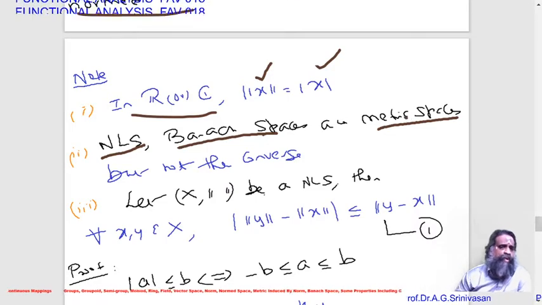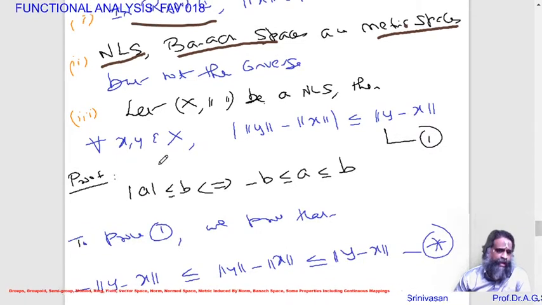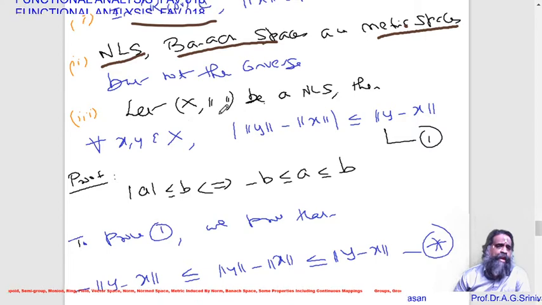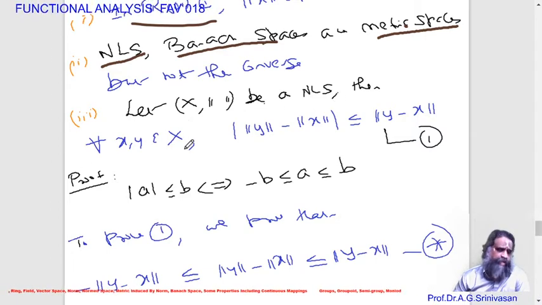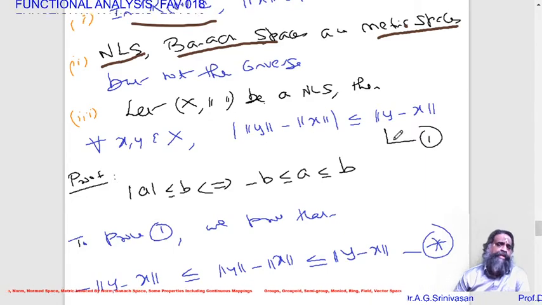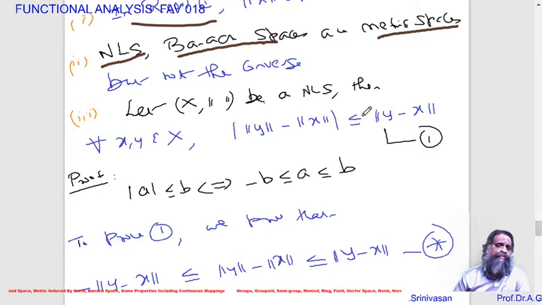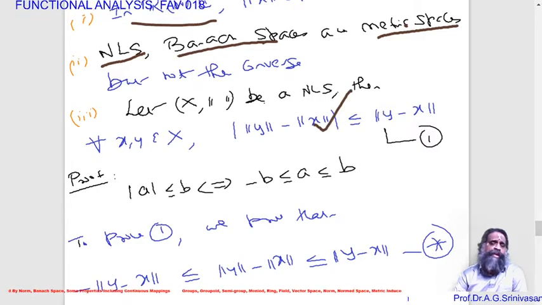Finally, we are going to have one more important result, which I'll be using in the fourth result of today's video. If (X, norm) is a normed linear space, for every x, y belongs to X, modulus of norm y minus norm x is less than or equal to norm of y minus x. We are going to show this result to define the continuity of the norm.